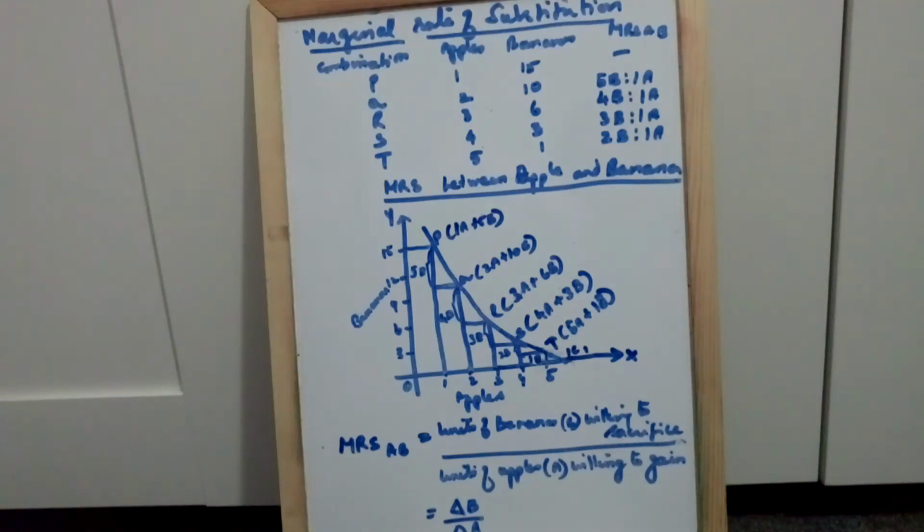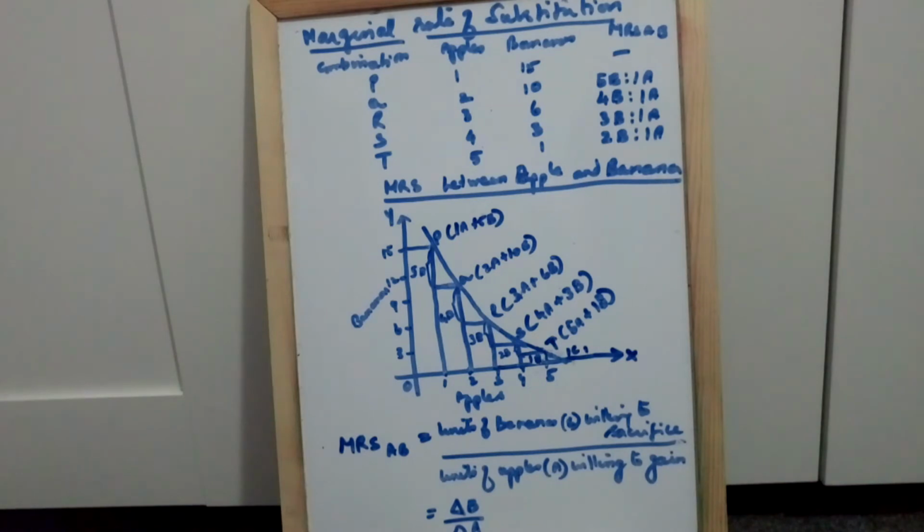Hello, in this video we see marginal rate of substitution. MRS refers to the rate at which commodities can be substituted with each other so that total satisfaction of the consumer remains the same.